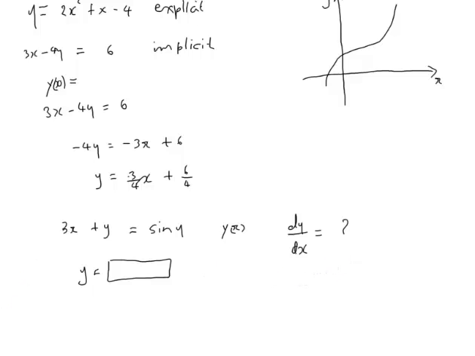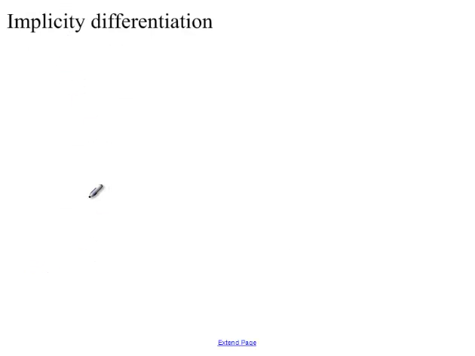Okay, so now let's move and see whether I can do it. Let's say implicit function, implicit differentiation. Now, let's say we've got a function here, y squared plus, let's say, sine of y equals x squared.